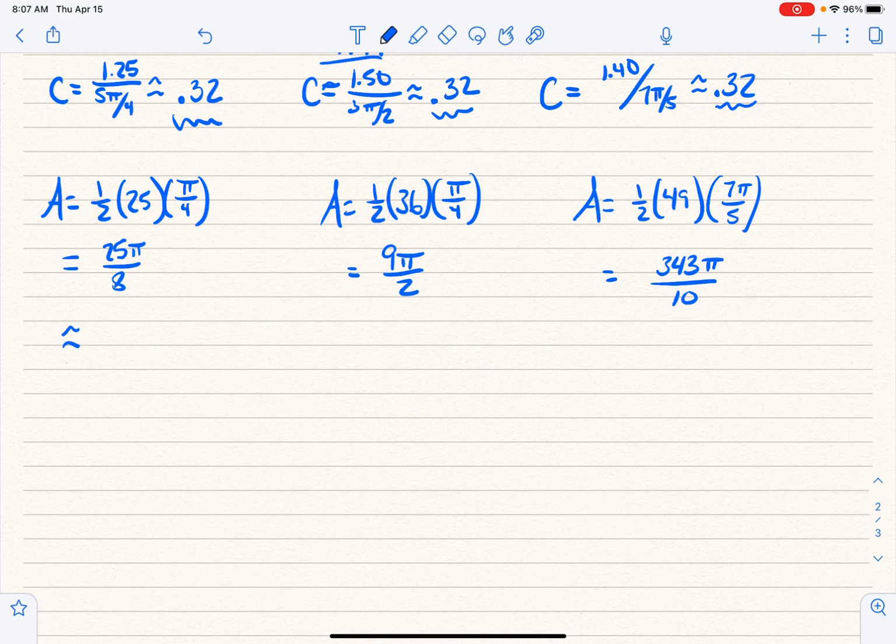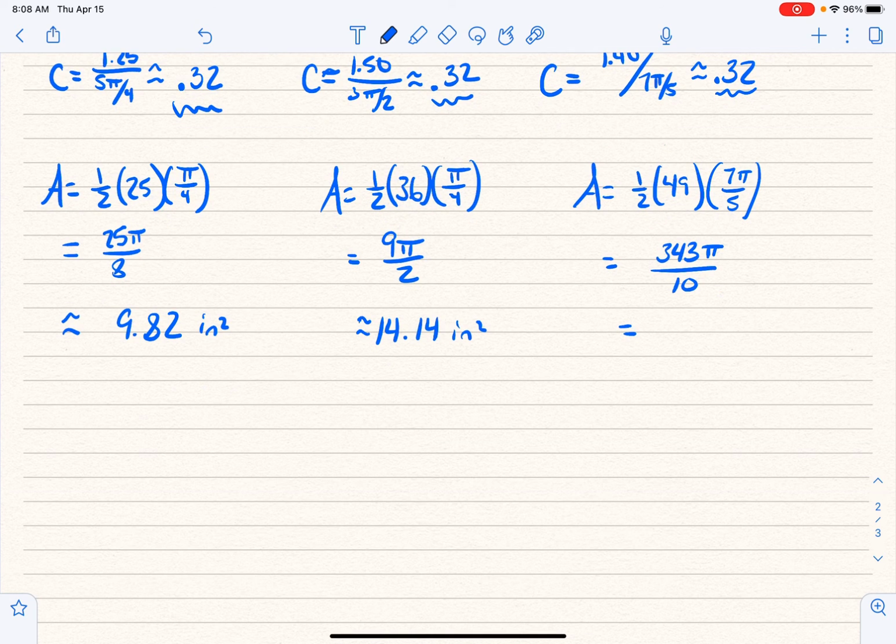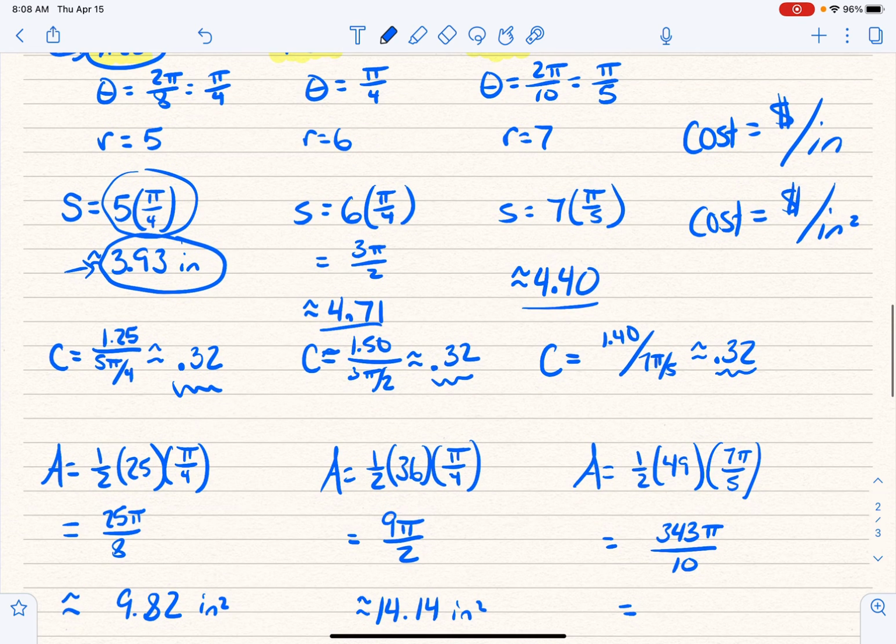Okay, we're going to find some decimal approximation. 25 pi divided by 8 is about 9.82 square inches per piece. 9 pi over 2 is about 14.14 square inches per piece, and 343 pi over 10 has got to be wrong. Why is that wrong? That seems like that's got to be wrong, because that's a huge piece.